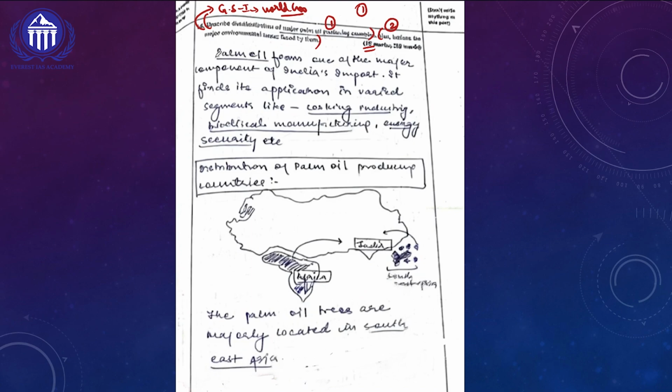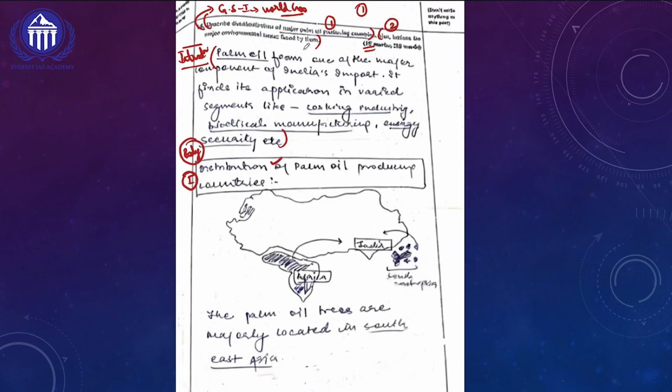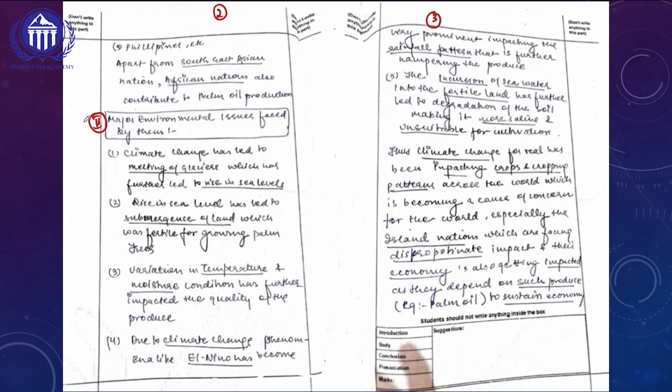So if you look at the introduction, it is clearly visible. It has been written almost for 5.5 lines. I would be suggesting my students to write the introduction short and crisp for 3 to 3.5 lines. And the introduction is followed by the body of the answer with a subheading approach. The first subheading focuses on distribution of palm oil producing countries, and the second subheading focuses on major environmental issues. So overall, there are only two components in the question, and this topper has also utilized two major subheadings in the answer.